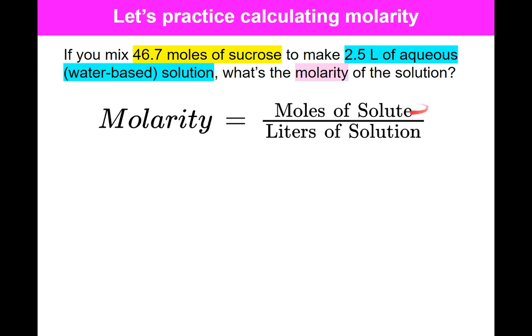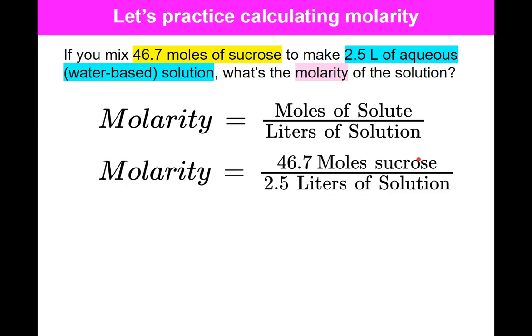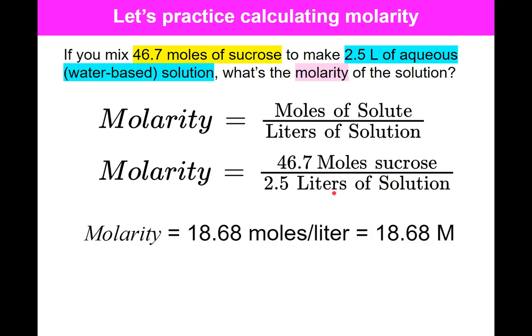The moles of solute, that's the stuff that you're dissolving, and the liters of solution you have left. From here, you just plug in from the question. So 4.67 moles of sucrose divided by 2.5 liters of solution, and then it's just easy. You plug this into the calculator, you get 18.68 moles per liter, or since it says what's the molarity, you'd put 18.68 capital M. If you put lowercase m, that's going to be something different. That'll be meters, and it'll be wrong. Okay, capital M.